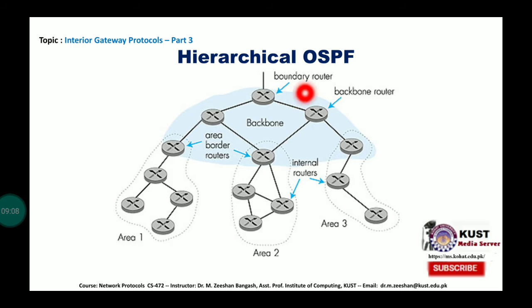And if we consider that this is one complete autonomous system, then this boundary router is connected to the boundary router of another autonomous system. So the inter-autonomous system communication takes place through this boundary router. So this is a complete hierarchy which can be used for large networks, for mega networks. So the hierarchical OSPF protocol is used for such a scenario.